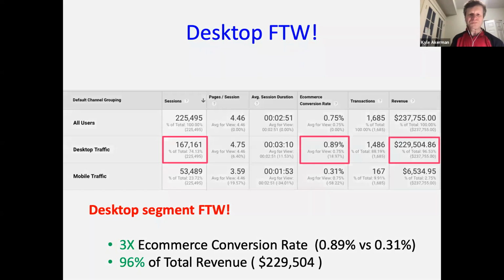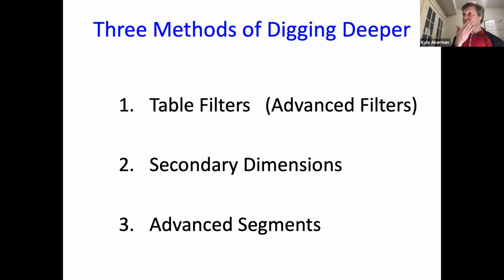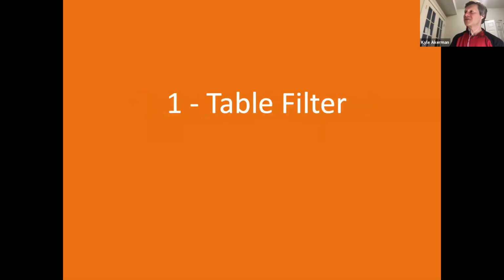Okay, so let's talk about why you're really here, the 3 ways that we can go in and segment. So the 3 main ways to do this: first, there's a thing called a table filter. You might also see it called advanced filters. There's secondary dimensions. And then we get very meta. We segment by using something called an advanced segment. So let's start with the table filter.